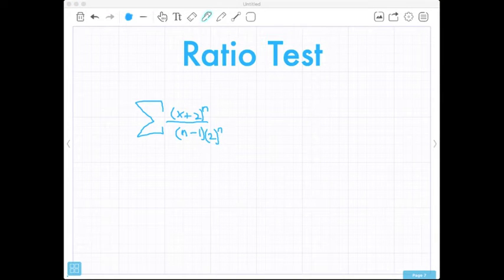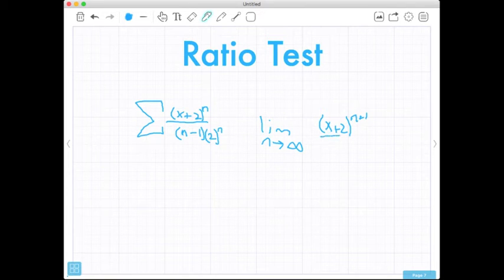And now moving on to a second example, where we have x plus 2 to the n over n minus 1 times 2 to the n. So what you're going to want to do is, again, start off by drawing a limit as n approaches infinity of the original function, except instead of n's we have n plus 1. So we have x plus 2 to the n plus 1 over, now n plus 1 minus 1 will just give you n, times 2 to the n plus 1. And then again you can multiply by the reciprocal of the original, so we have n minus 1 times 2 to the n over x plus 2 to the n.